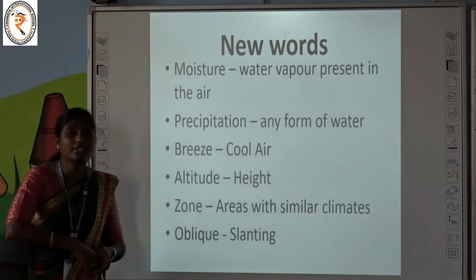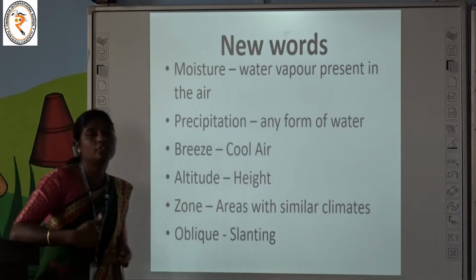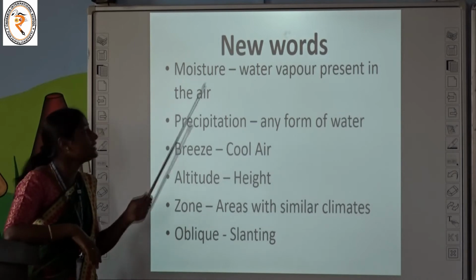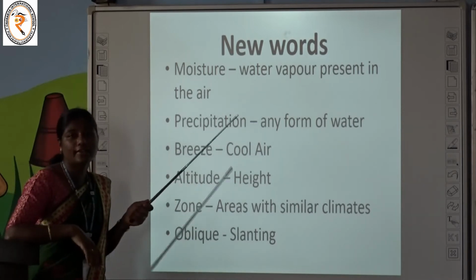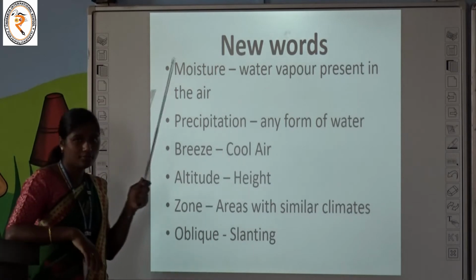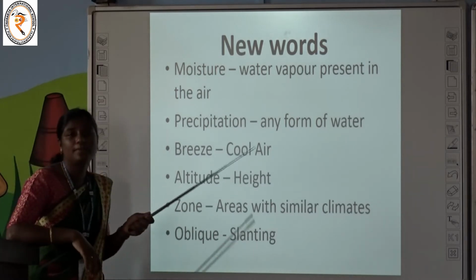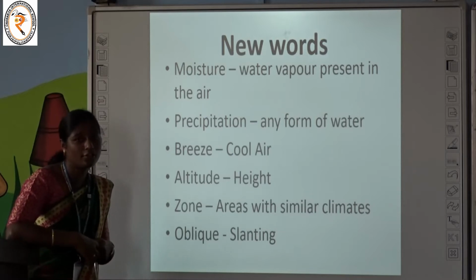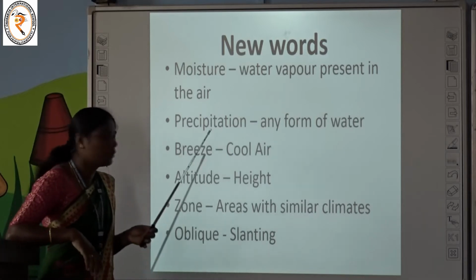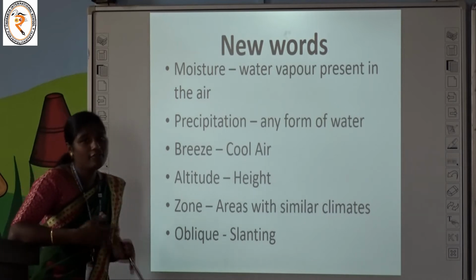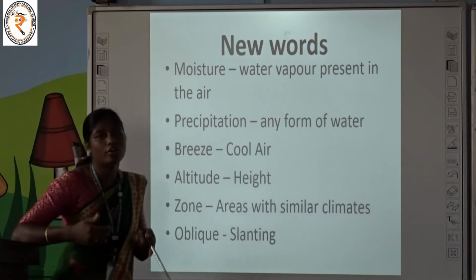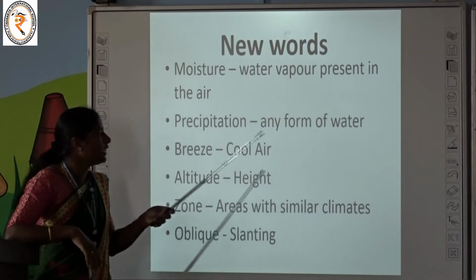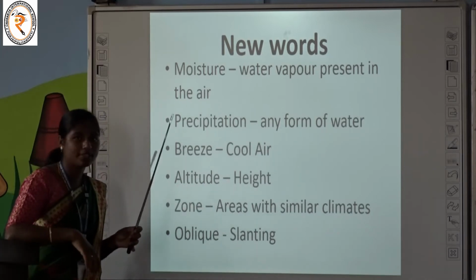We are going to learn some new words from this lesson. They are moisture. Moisture in the sense water vapor present in the air. That is humidity. That is called moisture. And precipitation. You would have studied precipitation in the 5th chapter itself, realms of the earth. It means any form of water. It may be rain or snow or glacier. Everything comes under precipitation. So any form of water is called precipitation.